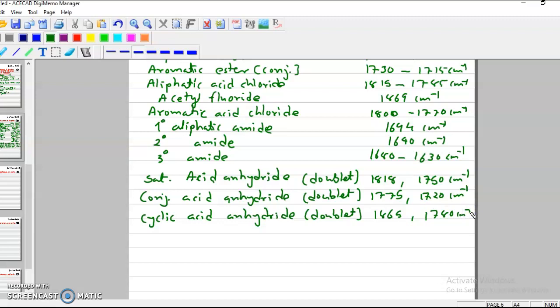Okay, so these are the cases. Now in the next lecture I will explain all these factors which affect the C=O frequencies.